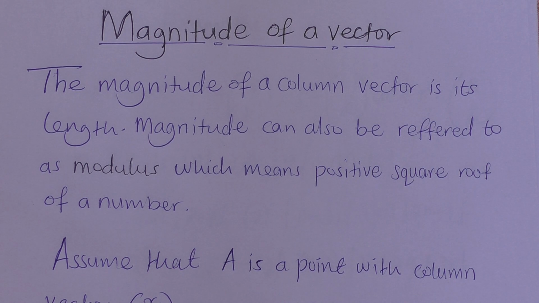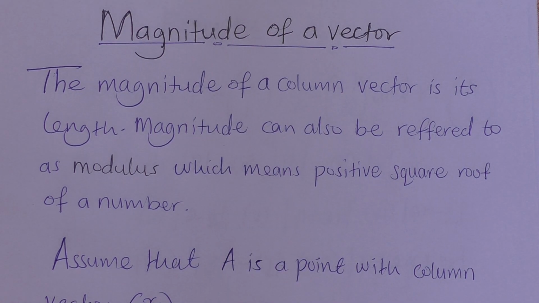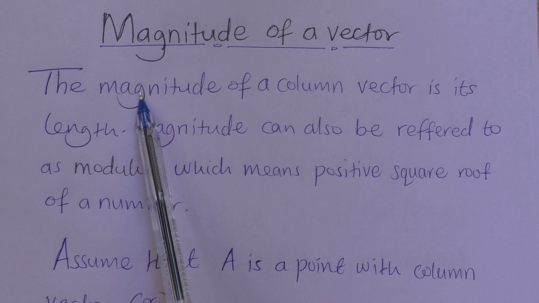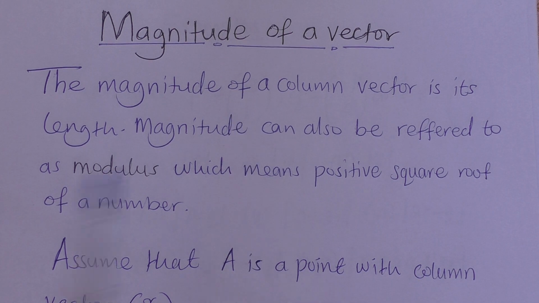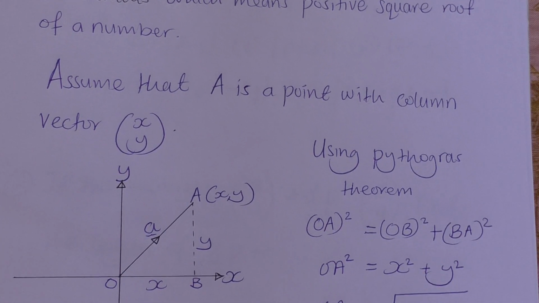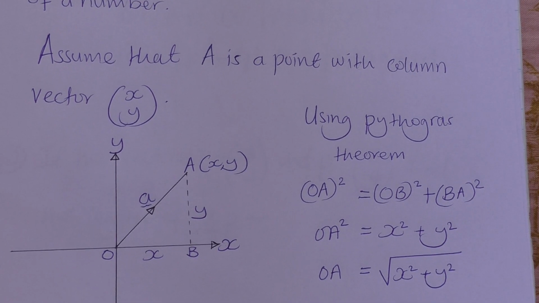This is our second lesson, where we shall be looking at the magnitude of a vector. Yes, the magnitude of a column vector is simply its length. And this can also be termed the modulus, which means the positive square root of a number. So magnitude is also the same as modulus. Now, this is how we get the magnitude of a vector.